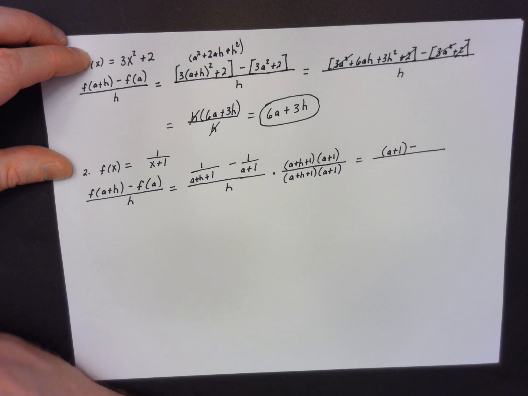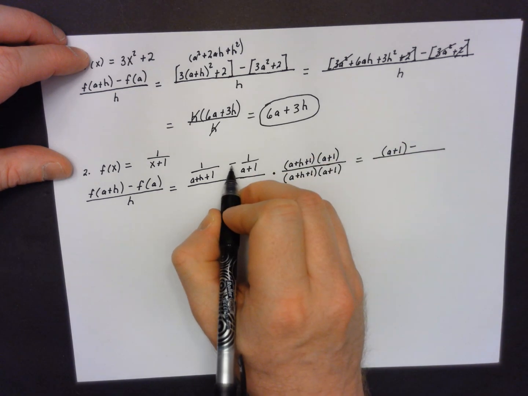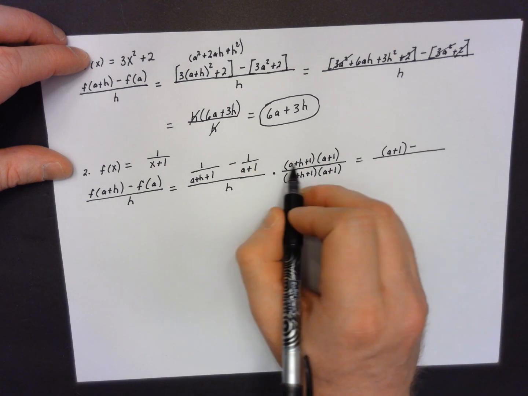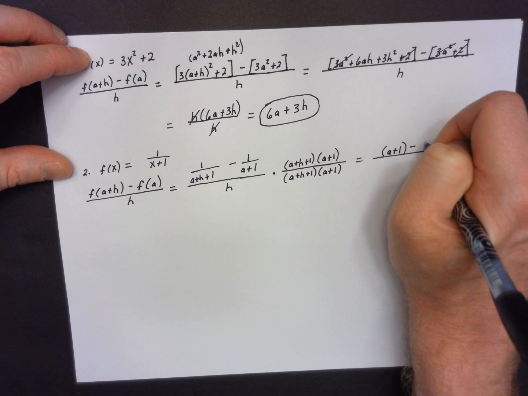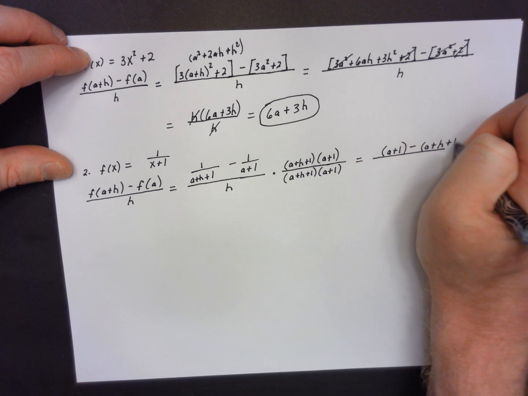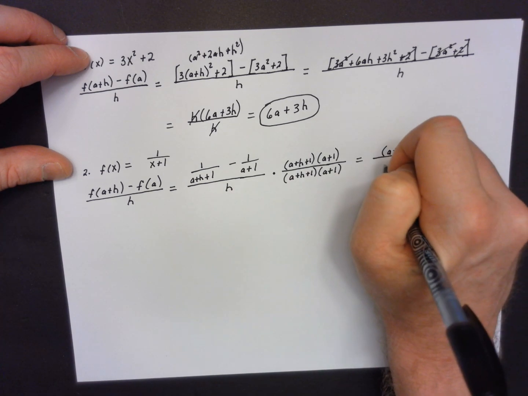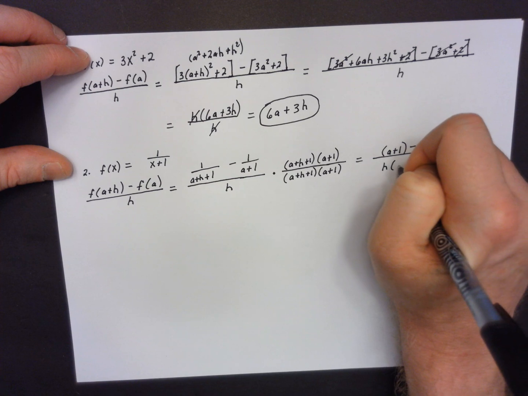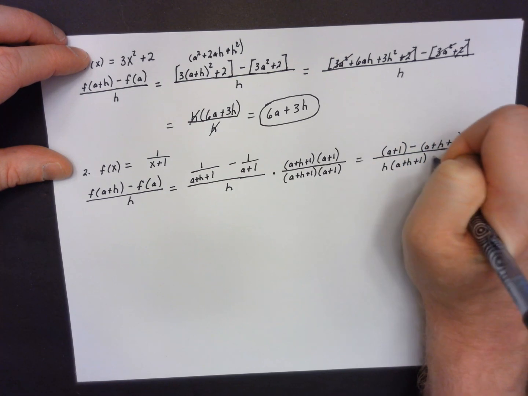Why? Well, this a plus 1 is going to cancel out this a plus 1, but I'll still have a negative 1, or a minus, times the group a plus h plus 1. You can't just subtract the first term, you're subtracting the entire group. Now my denominator, it already had the factor of h. We'll have an a plus h plus 1 times a plus 1.